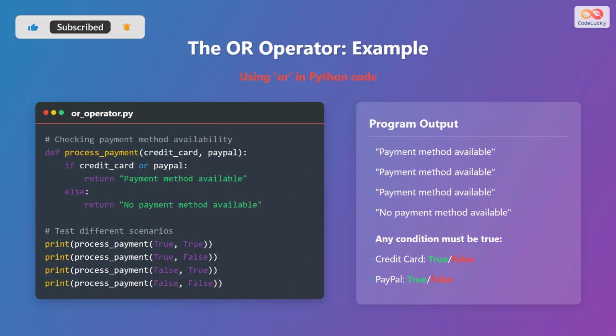When both creditCard and PayPal are true, the output is payment method available. When creditCard is true and PayPal is false, the output is still payment method available. Likewise, when creditCard is false and PayPal is true, the output remains payment method available. Only when both payment methods are false, the output is no payment method available. So any condition must be true for the payment to be available.